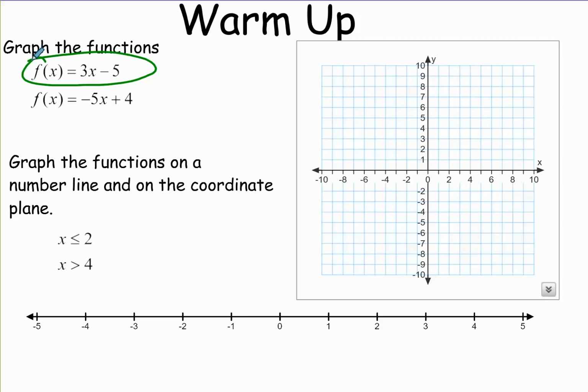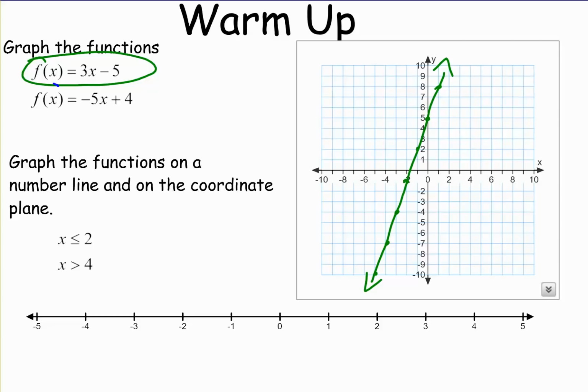My y-intercept is 5, and our slope is 3, so we're going to go up 3 over 1, down 3 left 1, oops, down 3 left 1, down 3 left 1, and we've got the line.